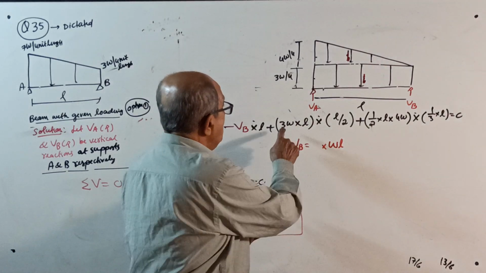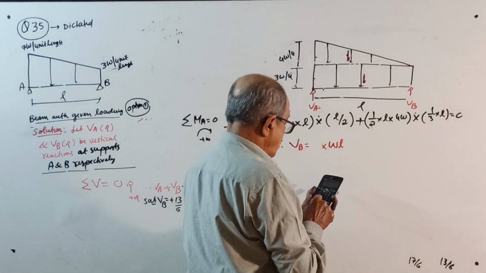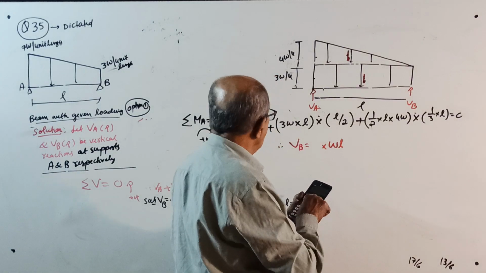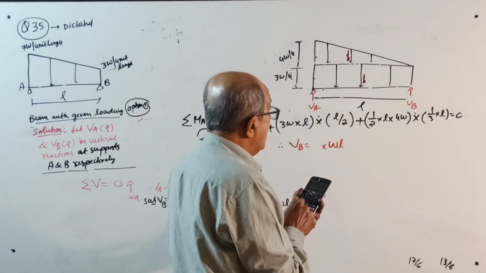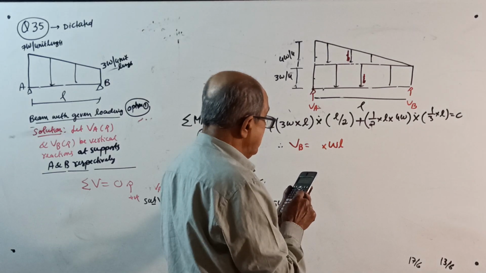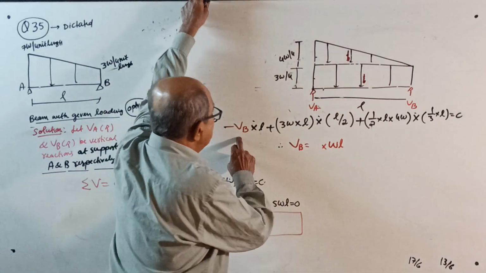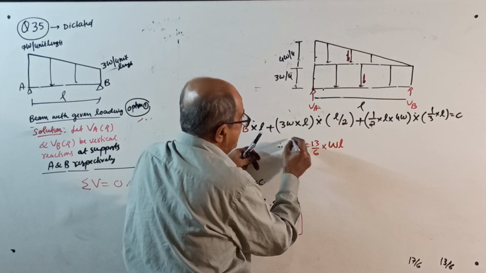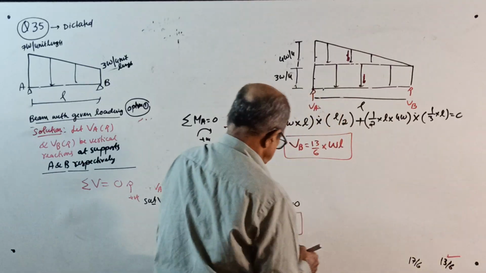3 by 2 plus half into 4 into 1 by 3. Oh, the calculator is not on. 3 by 2 plus half into 4 into 1 by 3 equal to, it is giving 13 by 6. So this minus will become plus there. 13 by 6 W into L. Yes, that is the answer we got just now.